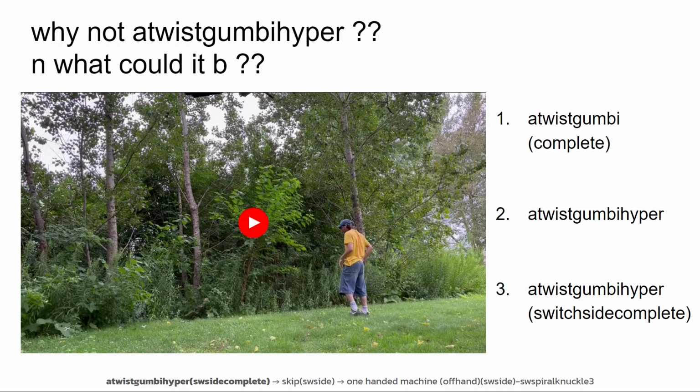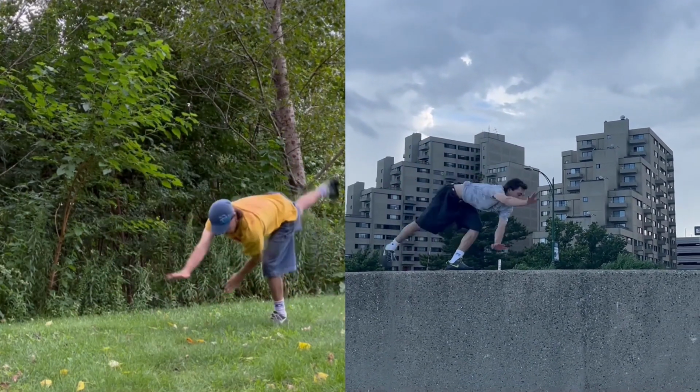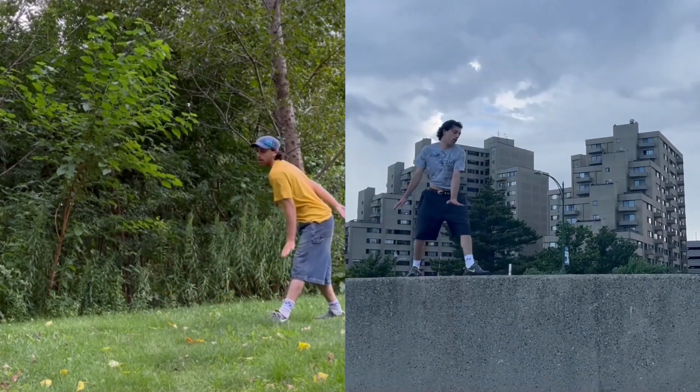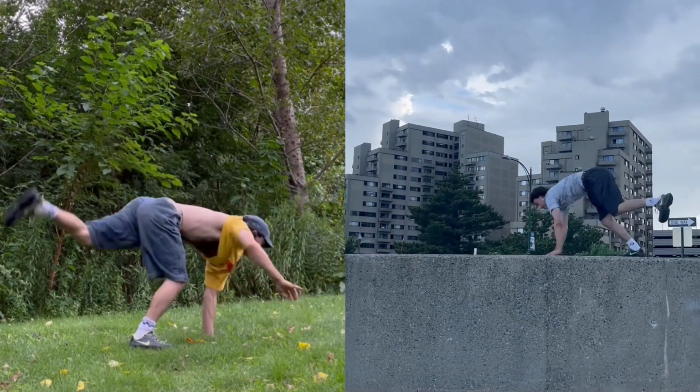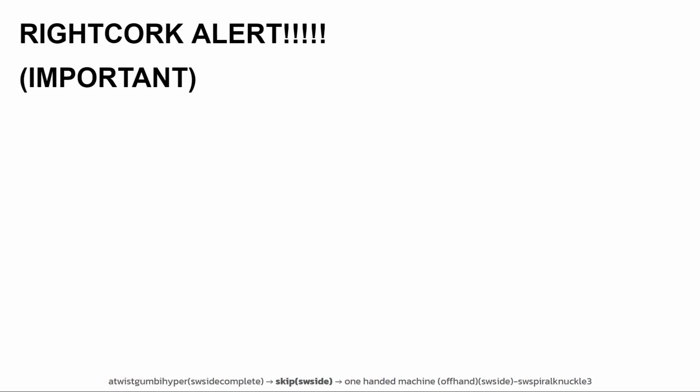Now that we've seen all 3 of those, which of the 3 is it? It's obviously that one. And here's a comparison to prove it. Now that we've established that the first trick is Atwistgumbi hyper switch side complete, we have right cork alert.